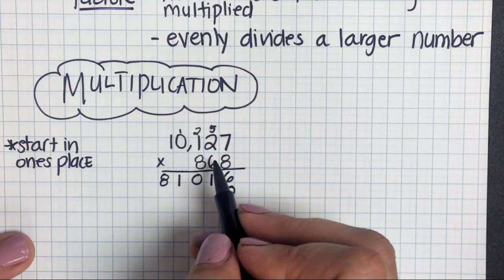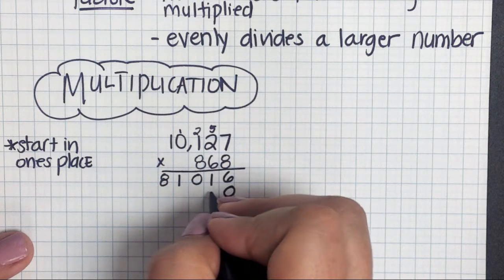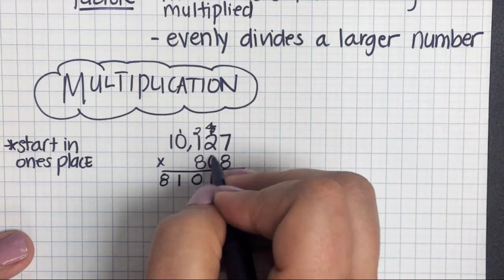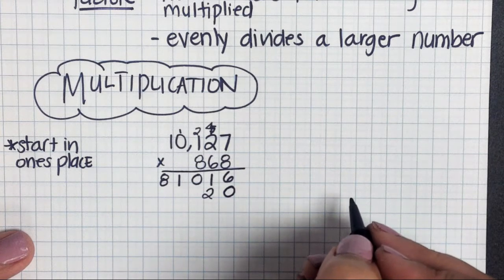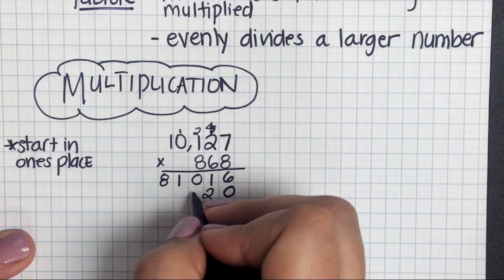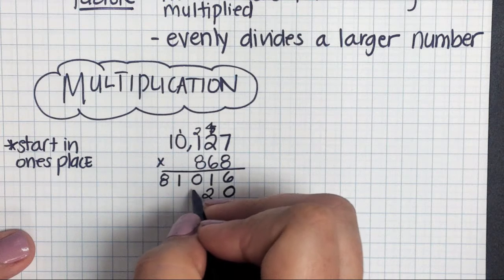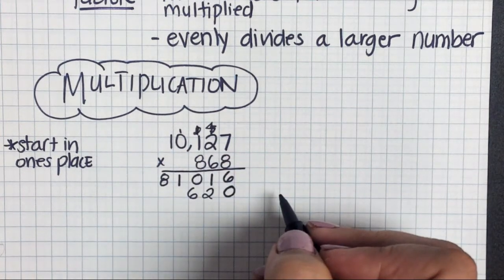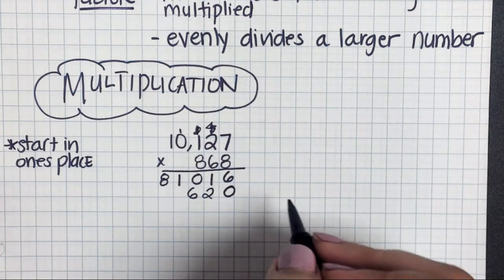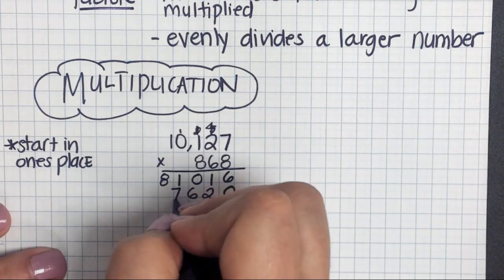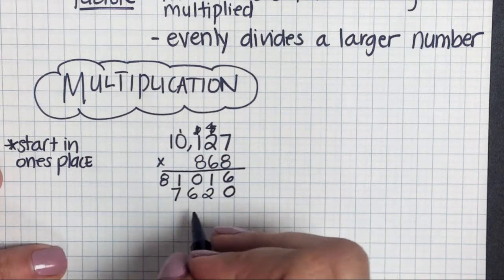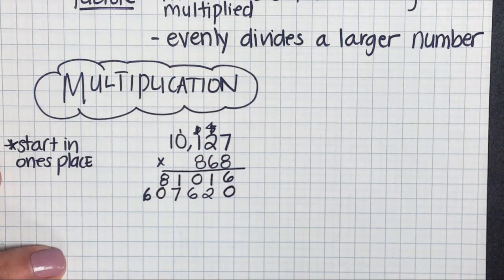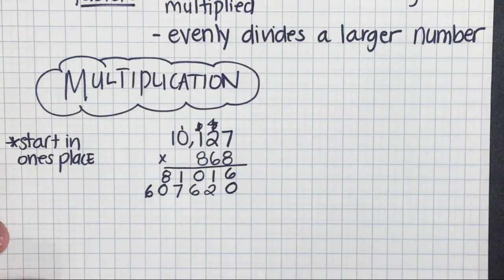Now we start all over again. 6 times 7. 42. Here are 4. 6 times 2. 12. Plus 4. 16. All right. And 6 times 1? 6 plus 1 is 7. Got it. And then 6 times 0? 0. And 6 times 1? 6. Okay. Now am I done?